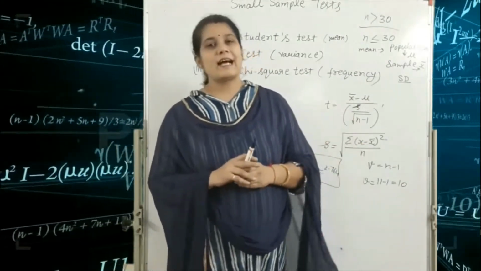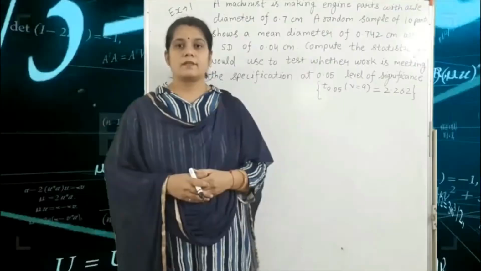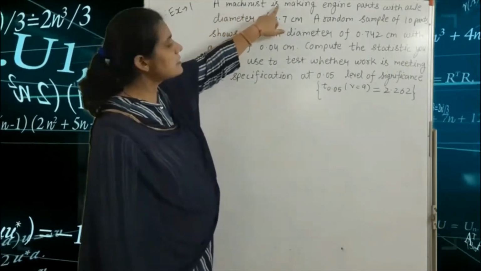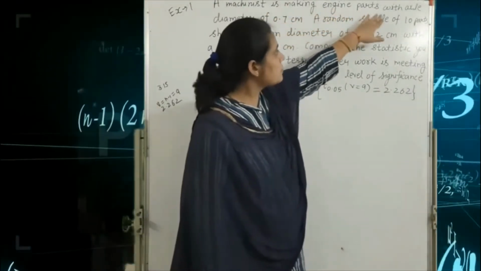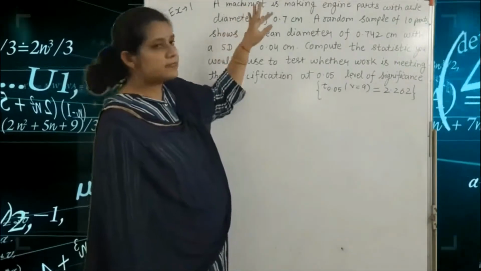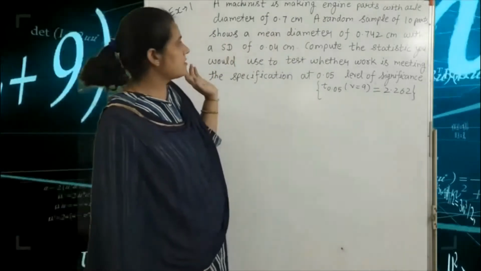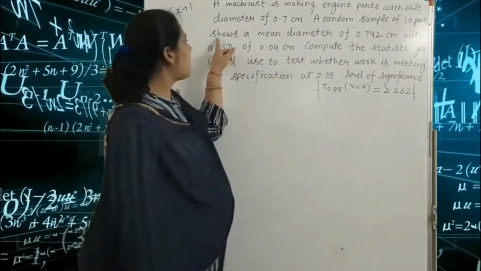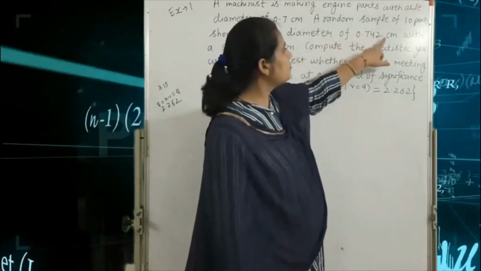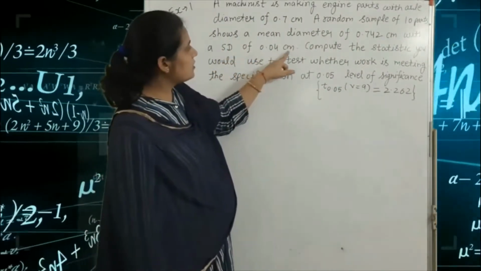Okay, so let's start our first example, which depends on the small sample with the given mean. So this is the example of the small sample. The question is: a machinist is making engine parts with axle diameter of 0.7 centimeter. That means the machinist is making engine parts with a diameter of 0.7 centimeters. A random sample of 10 parts shows a mean diameter of 0.742 centimeter with a standard deviation of 0.04 centimeter.